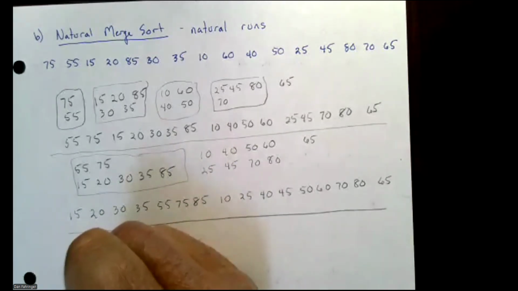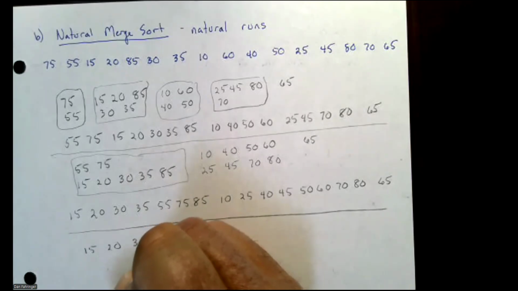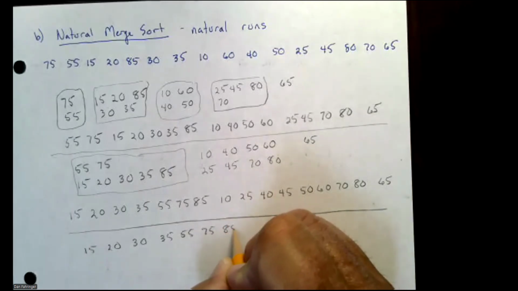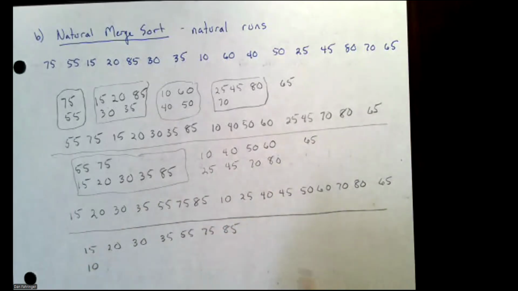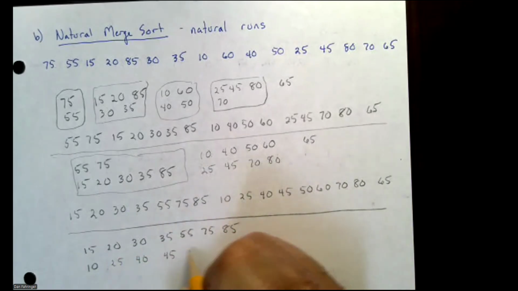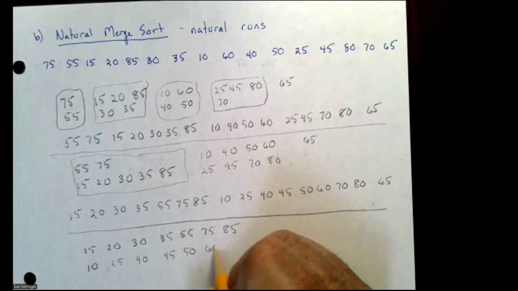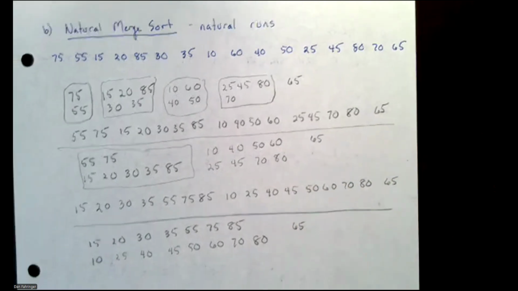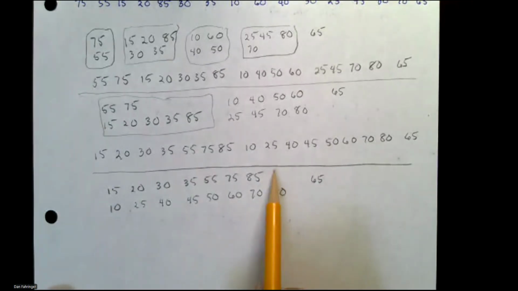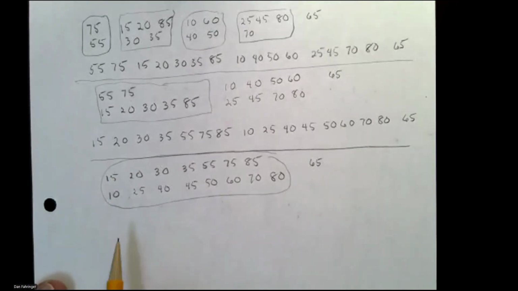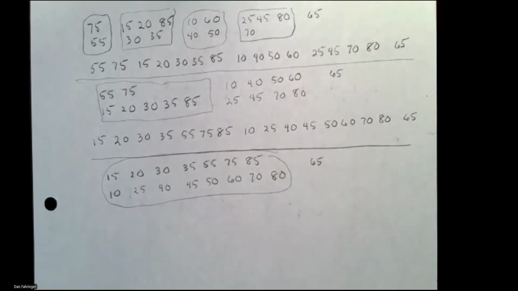All right, so we have 15, 20, 30, 35, 55, 75, 85, and 25, 40, 45, 50, 60, 70, 80, and 65. All right, I don't think I need to keep going, but you would merge those two and have a sorted list, all but that 65 out on the end. Do it one more time, and the 65 would get inside.